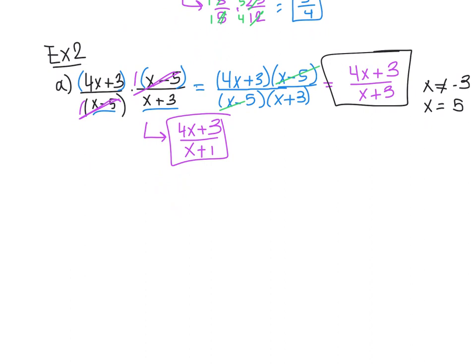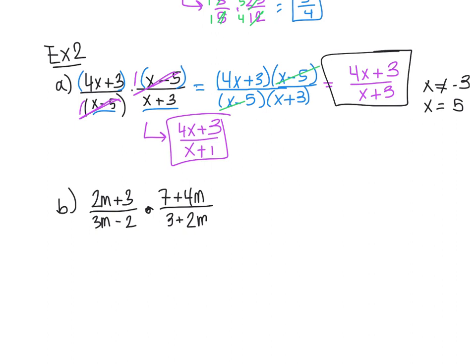So let's look at our second multiplication problem here. We're going to do 2m plus 3 divided by 3m minus 2 times 7 plus 4m divided by 3 plus 2m. All right, so let's get that written down and we're going to do this multiplication.